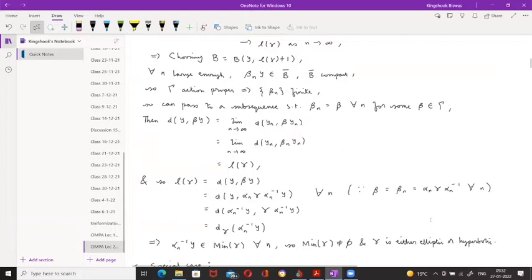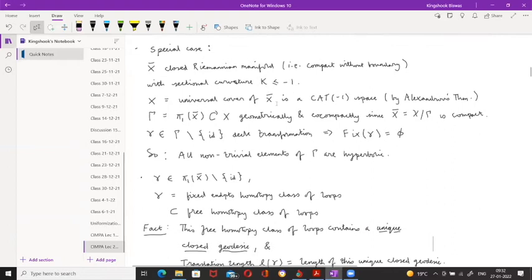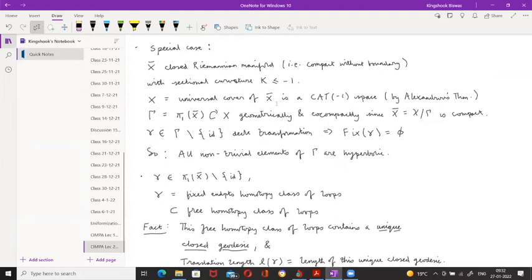So as a special case, if your isometries don't have fixed points, then they cannot be elliptic. So then you'll get that all elements are hyperbolic, except for the identity element, of course. That happens, for example, when you take the universal cover of X bar, which is a closed Riemannian manifold.